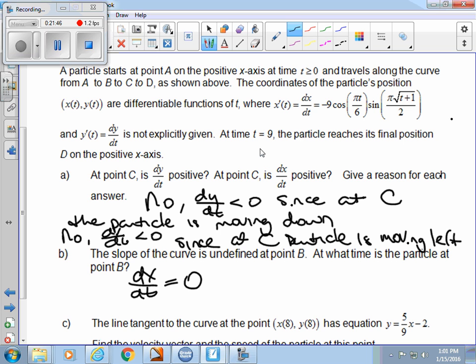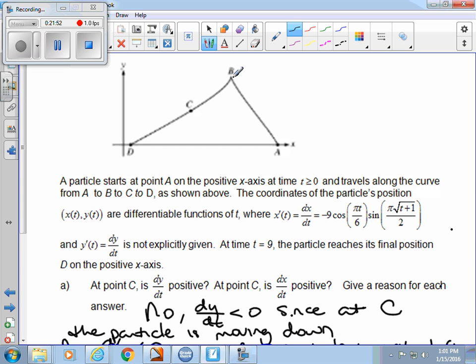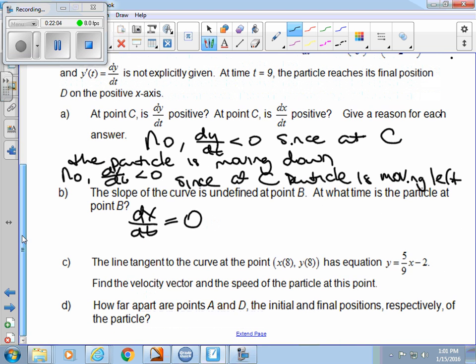Now, I am looking for B. Is B the final resting place? That is what it's asking, right? What's the coordinates for B? So I would say I don't care about the 9. Does everyone agree with that? So, what time is the particle at B? T equals 3.